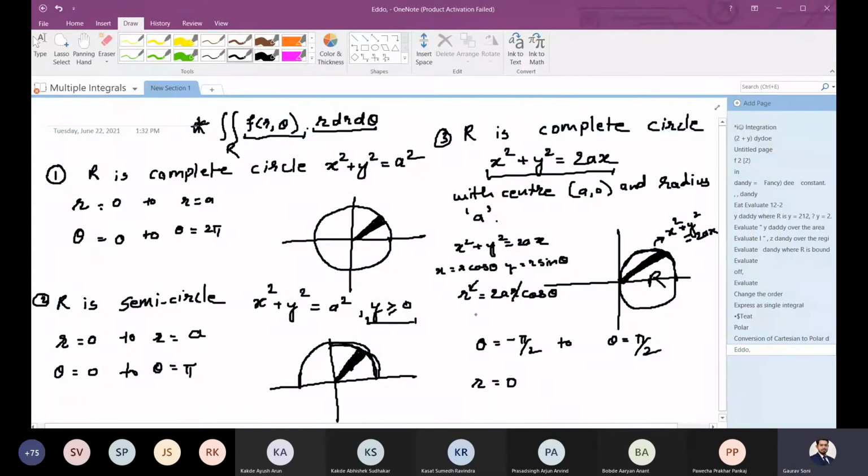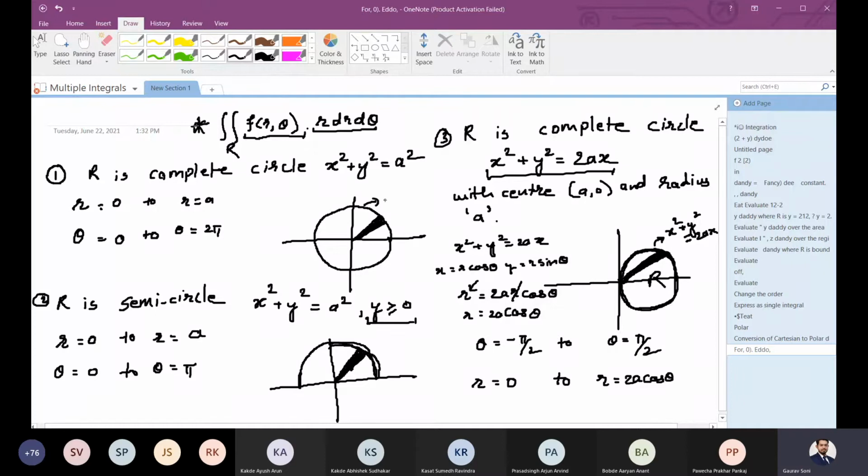R gets cancelled out, so r is equal to 2a cos theta. So on this edge of this circle, the value of r is 2a cos theta. And what is our strip? The strip is starting from the origin going to the circle. So the value of r is going from 0 to r equal to 2a cos theta. You can identify that the same thing works here.